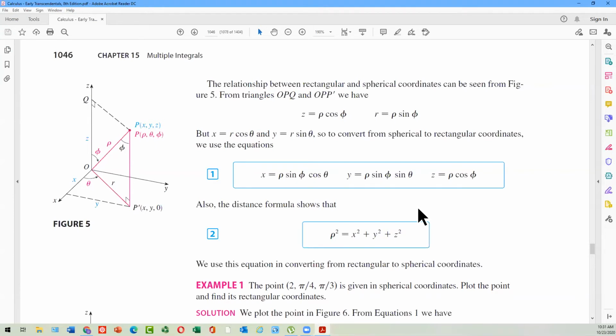And there is a nice equivalent relation. Remember in polar, r squared was x squared plus y squared? It was quite a useful thing to know. In spherical coordinates, rho squared, which is kind of like the r, is x squared plus y squared plus z squared. Are we happy about that?